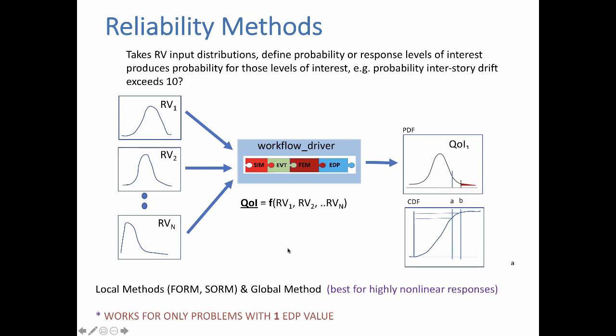The methods available, we have local methods and also global methods. The global method really is the best for highly nonlinear problems. Again, it works only for problems with one EDP value. You cannot use the standard earthquake here. You have to use the user-defined, and you only can specify one response quantity. That's a limitation of Dakota.